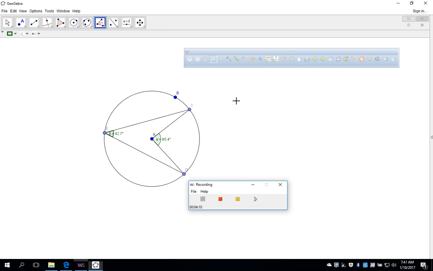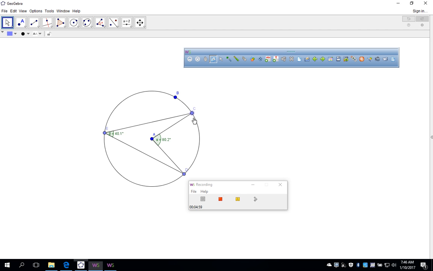You all have something that looks kind of like that? Now drag those points around. Drag around these endpoints, and see if you can figure out a relationship between the central angle and the inscribed angle.